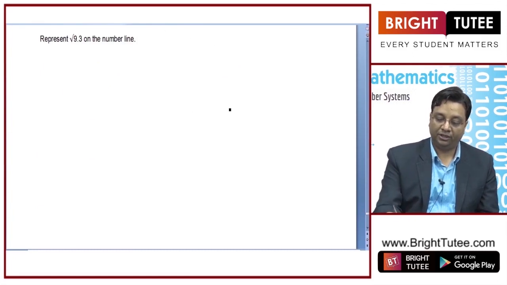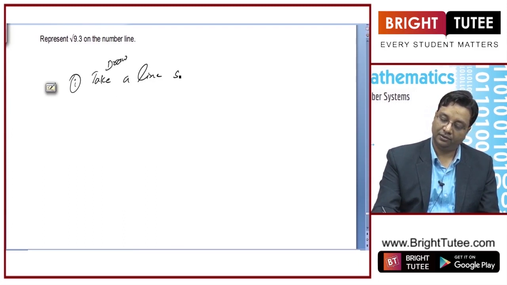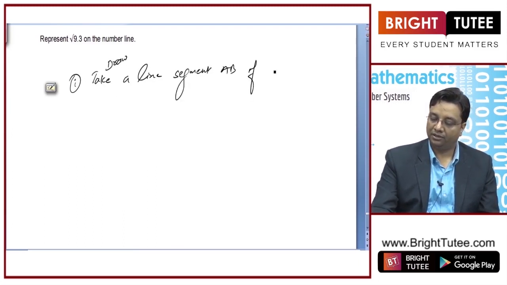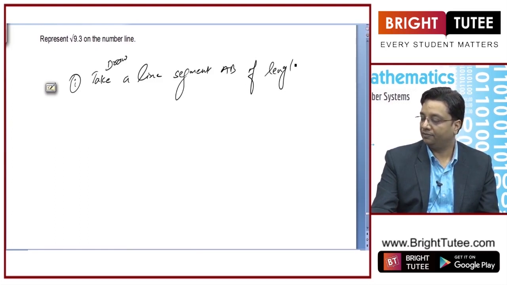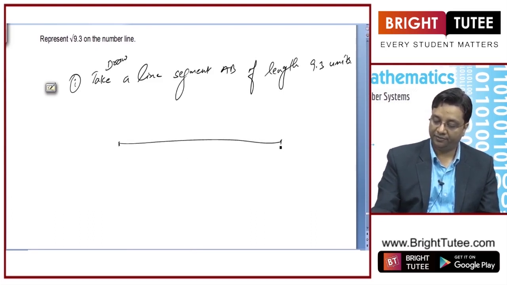Represent root 9.3 on the number line. So step 1, draw a line segment AB of length 9.3 units. Okay, so I draw this line segment AB and this is 9.3 units.